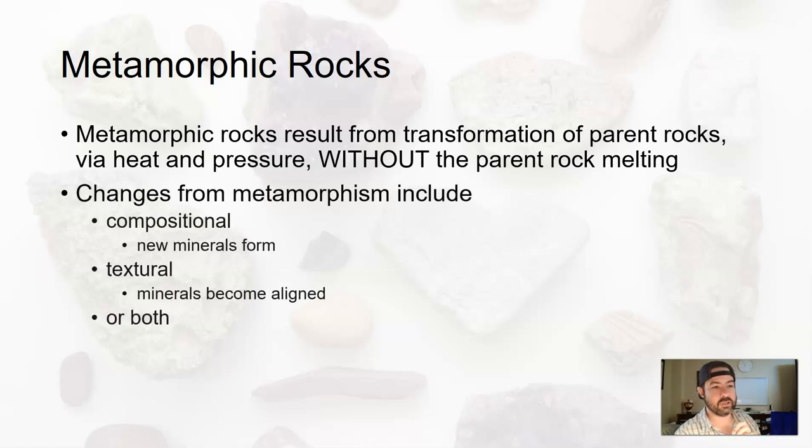And when we talk about changing things, I'm talking about the composition. We can get new minerals to start to grow. If we have new minerals, that means a new rock. Texturally, the minerals can stay the same, but they can alter and move and align in certain directions. Or we can get both. So heat and pressure can cause both of these.